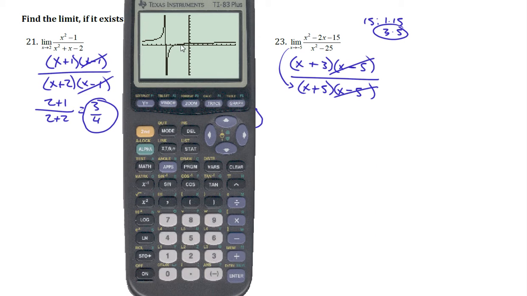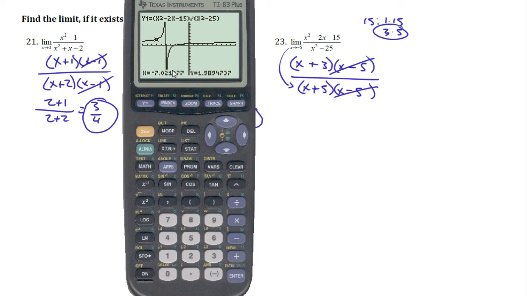So look, negative 1, 2, 3, 4. There's negative 5. From the negative side, it's going to positive infinity. From the positive side, it's going towards negative infinity. And again, if you really want to double check, you can always do trace, and then we'll just hold that and get that thing over. Let's check from the negative side first. So, negative 7.